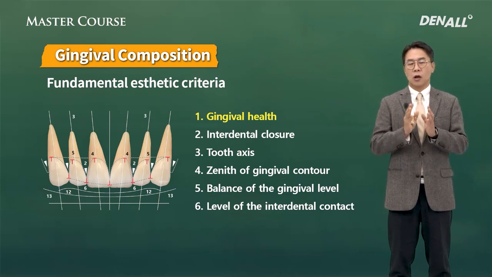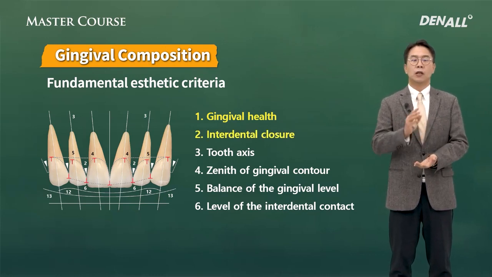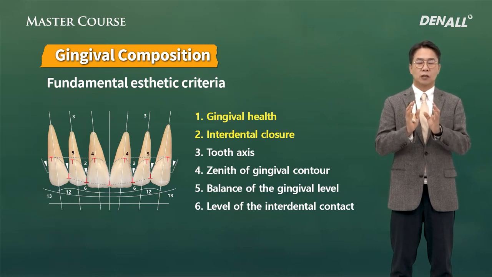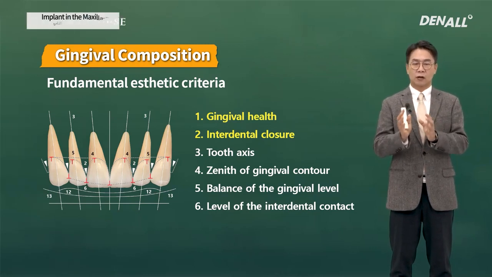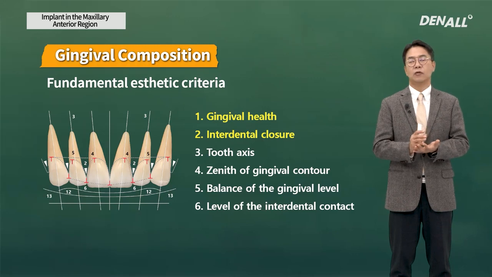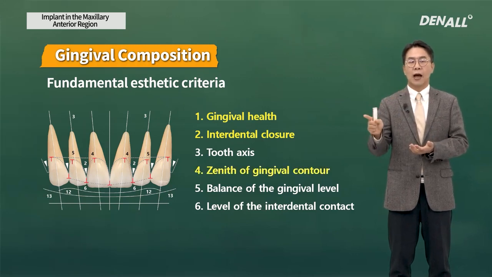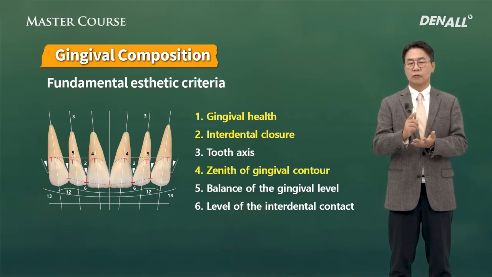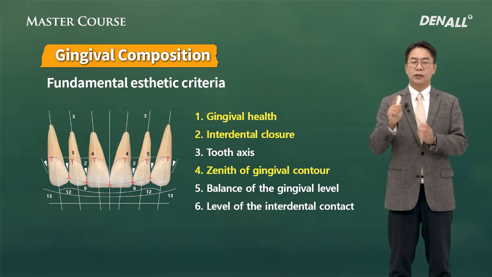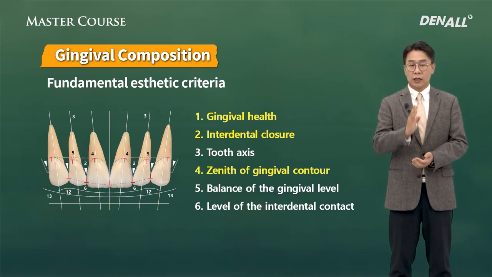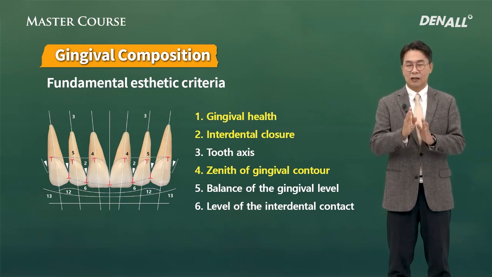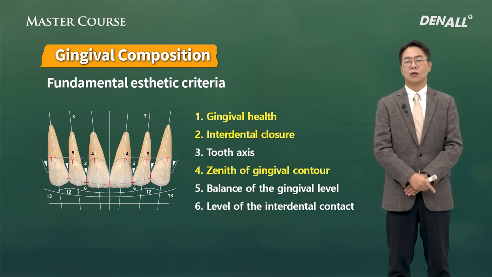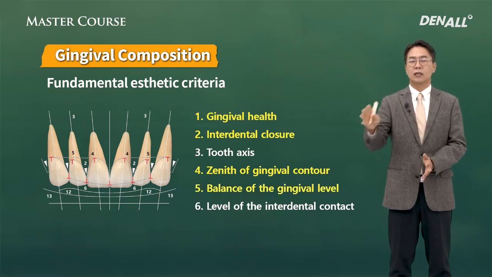As I said before, the gingival embrasure, the interdental closure, should be checked, and the relation between the cervical gingival line and teeth. Here it talks about the zenith of the gingival contour. Zenith means the most inferior part of the gingival contour, and it should not be positioned at the center of a tooth, but should be distal. So at each tooth, we need to check them and the balance of the gingival level.